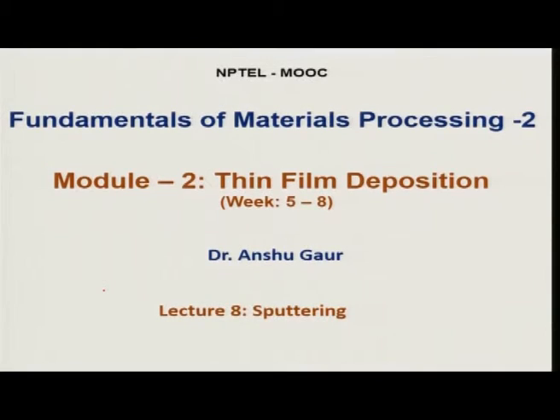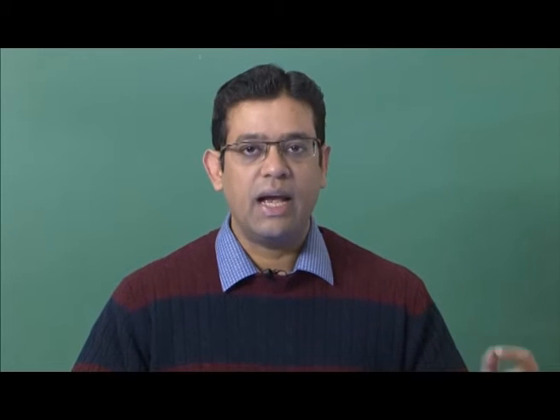Welcome. This is lecture 8 of module 2 on thin film deposition. In the previous two lectures we discussed plasma and plasma physics, and in those lectures we mainly concentrated on how to create plasma and how to sustain plasma. Okay, and we also know that plasma consists of electrons, positively charged gas ions, and also neutral species, neutral gas atoms.